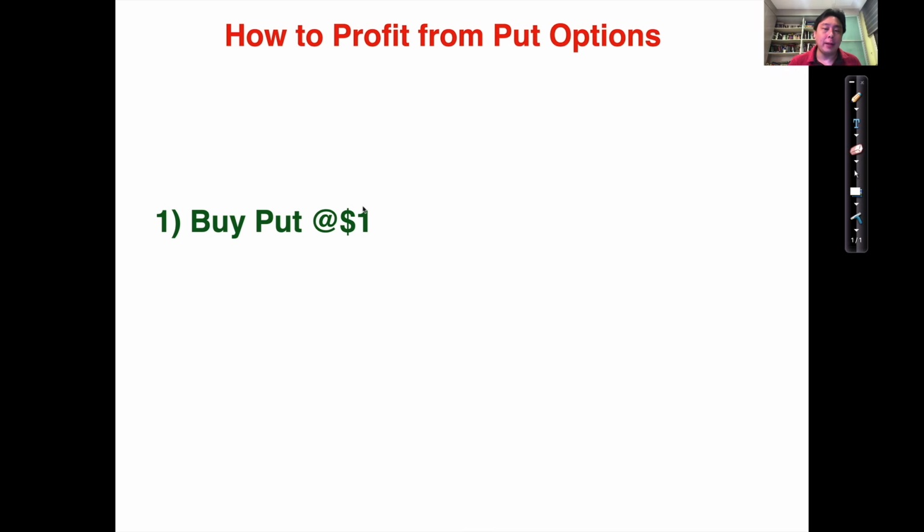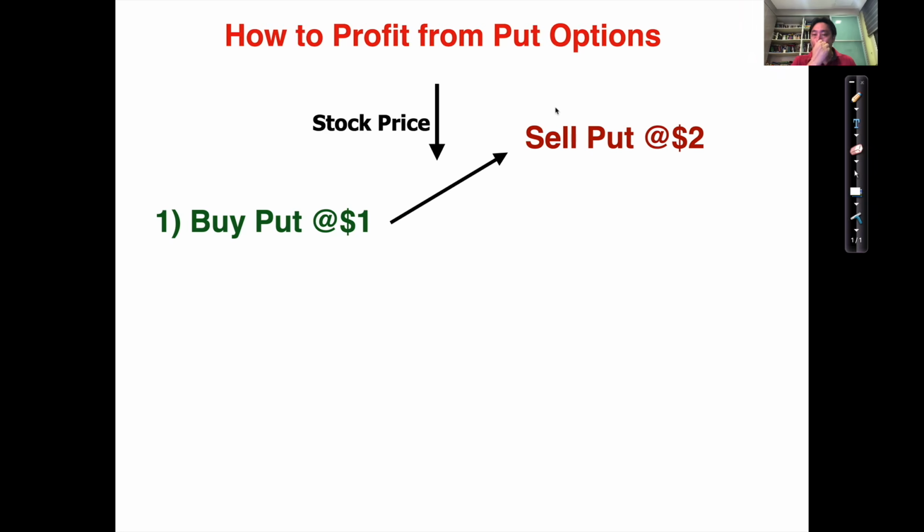So what would make the price of the put go up? That's right, the stock price goes down. So you buy a put, stock price goes down, the value of the put goes up, and you resell the put for profit, right? Buy low, sell high.